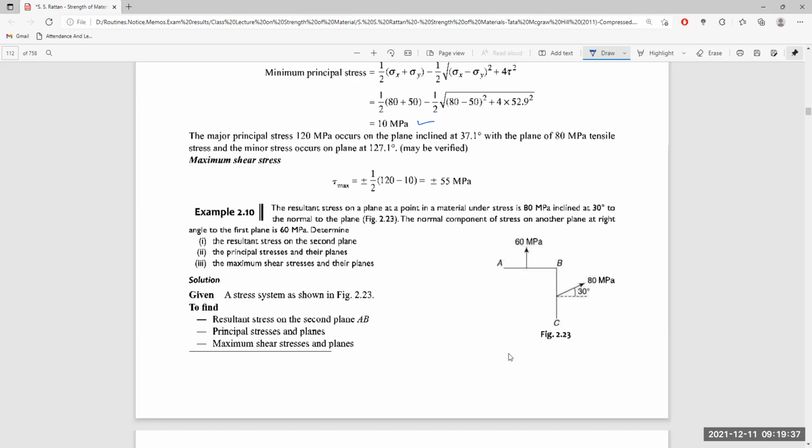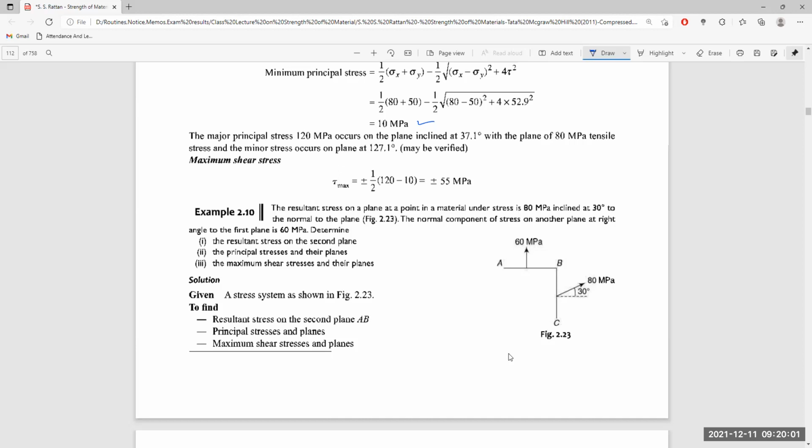The resultant stress on a plane at a point in a material under stress is 80 MPa, inclined at 30 degrees to the normal to the plane. The normal component of stress on the plane at right angles to the first plane is 60 MPa. What you have to determine is the resultant stress on the second plane, the principal stress, and the maximum shear stress.